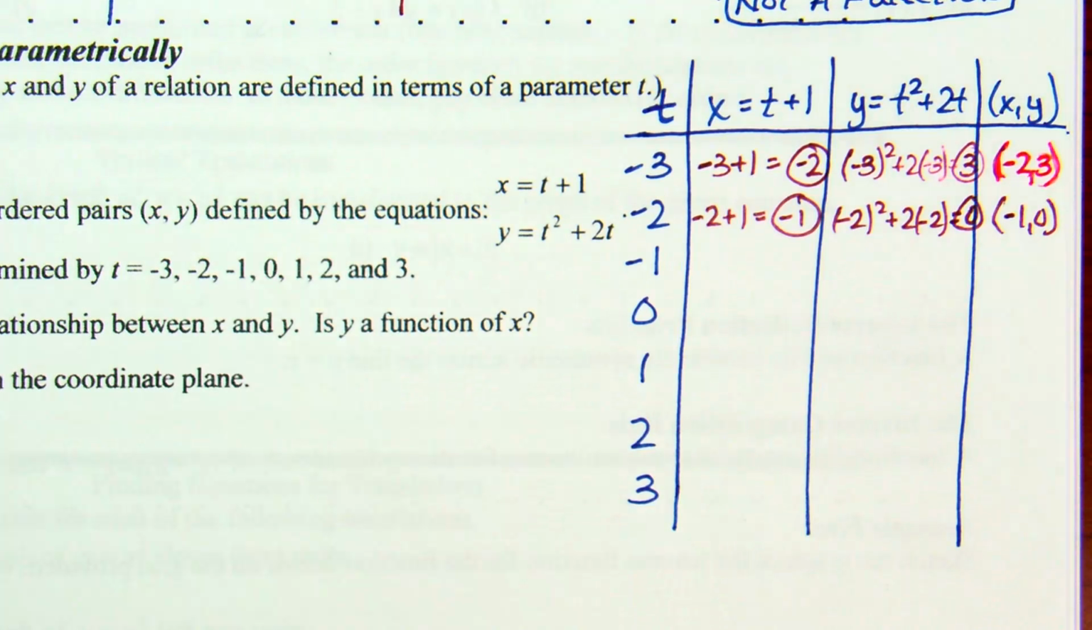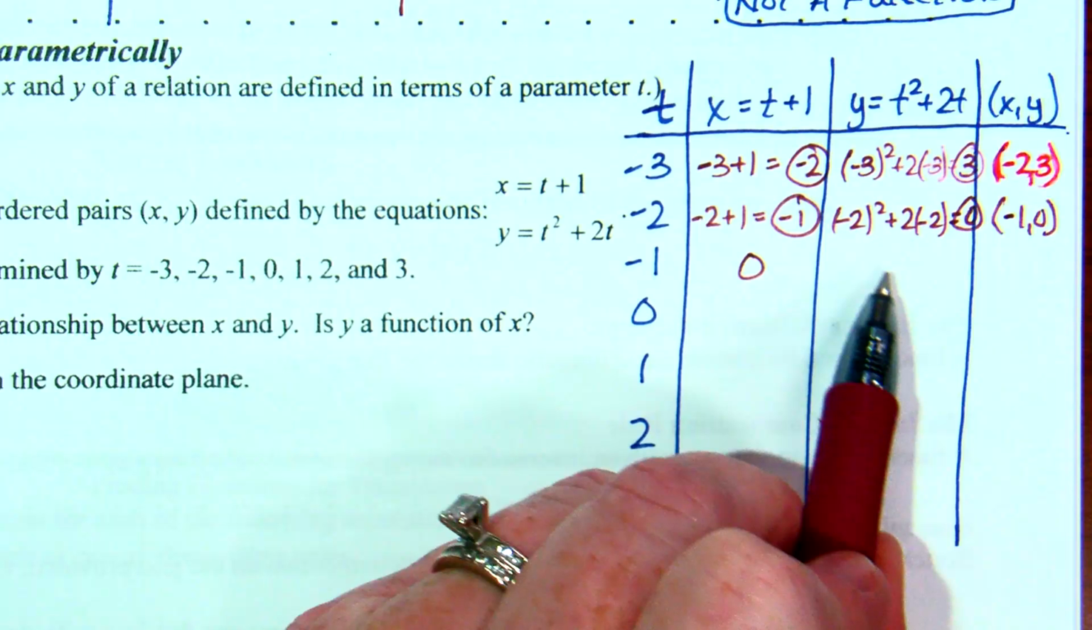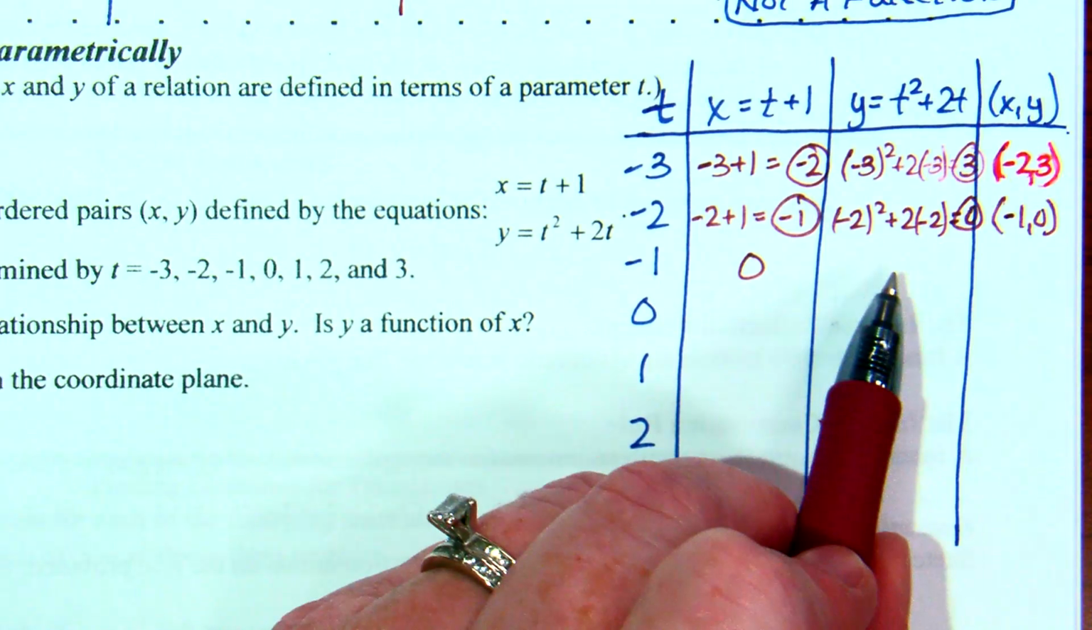For x, if we fill in negative 1 for t, negative 1 plus 1, 0. For y, negative 1 squared is 1. 2 times negative 1, negative 2. 1 plus negative 2, negative 1. Makes my ordered pair 0, negative 1.